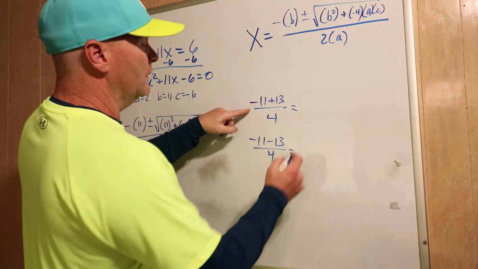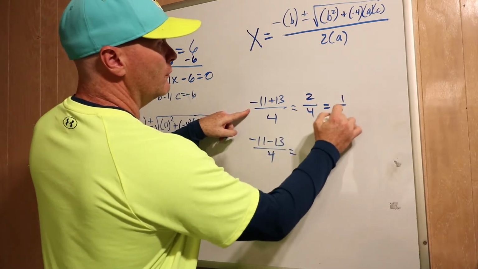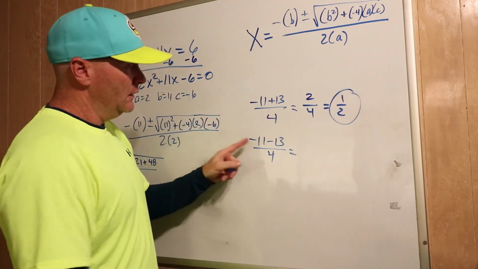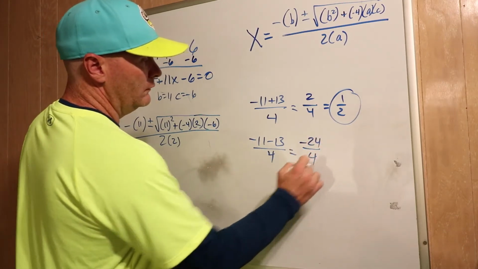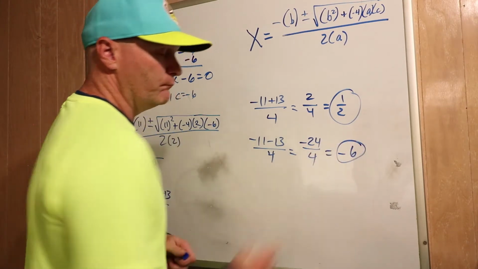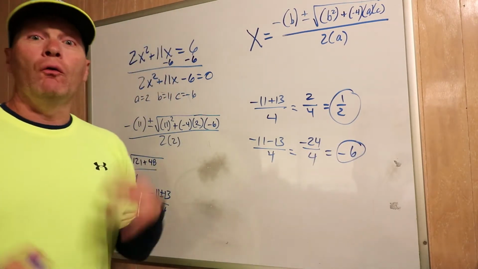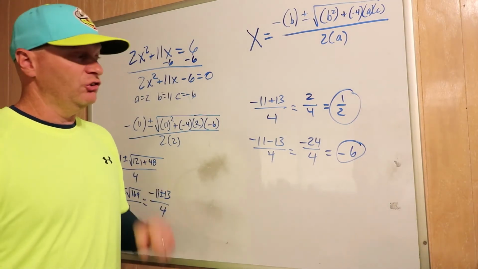Alright, let's see. Negative 11 plus 13 is 2. 2 over 4 simplifies to 1/2. Negative 11 minus 13 is negative 24. Negative 24 divided by 4 is negative 6. Okay? What's the only way to guarantee that you got the answer right? Yeah, you got to check them, right?